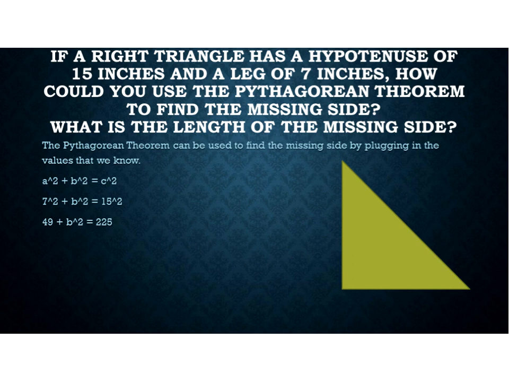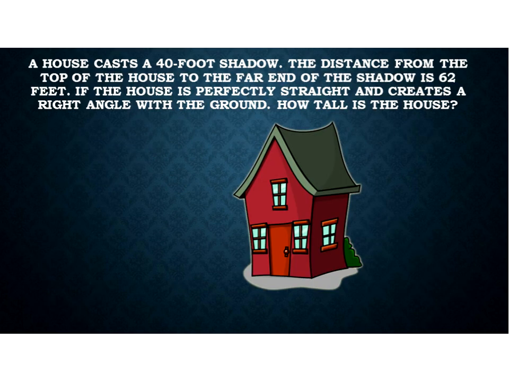So now we square the numbers that we have. When we square 7, we get 49, and when we square 15, we get 225. If we subtract 49 from both sides, that helps us get our variable by itself. So now we have b squared equals 176. If we plug that into our calculator and hit the square root button, that gives us 13.27. So b is about 13.27. That is rounded, so that would be our final answer.